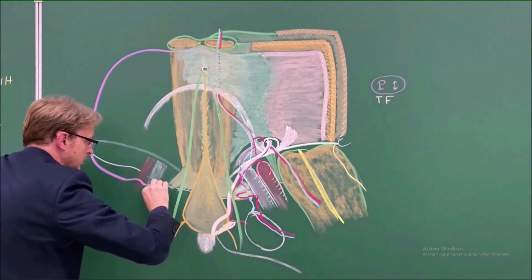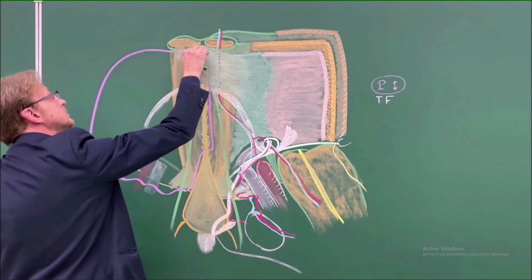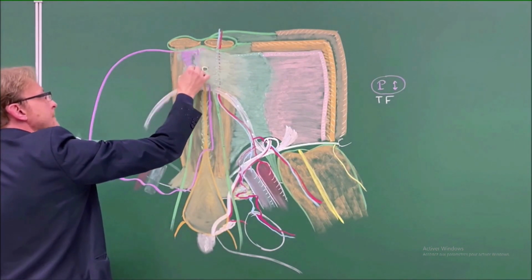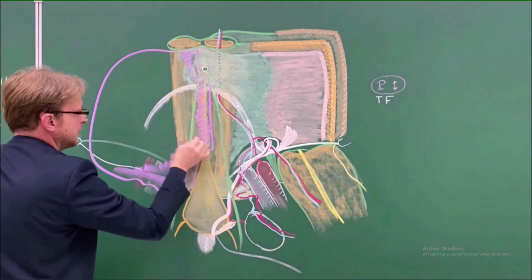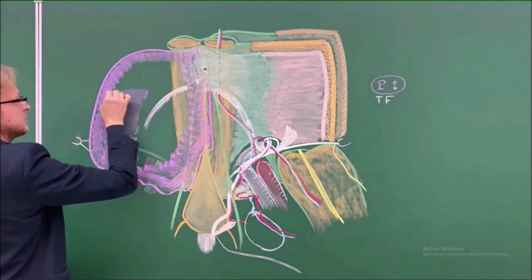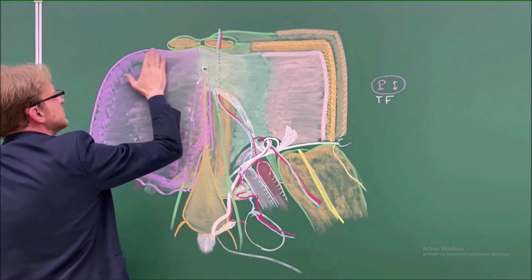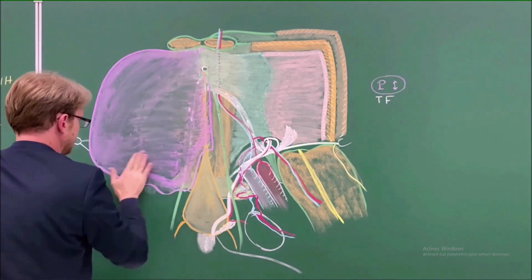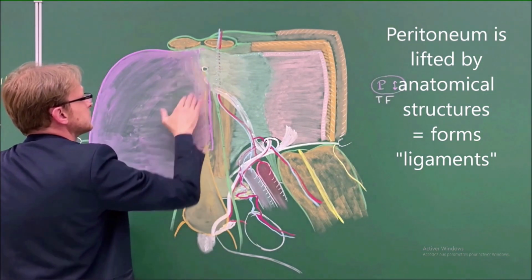On the left side, we will draw the peritoneum, and we can find here the umbilical ligaments coming from the umbilical arteries, and here is the peritoneum. We also draw it with the violet. Here is the peritoneum in violet. And when the peritoneum is lying on the structures, it will give some ligaments, and we will find 3 ligaments.